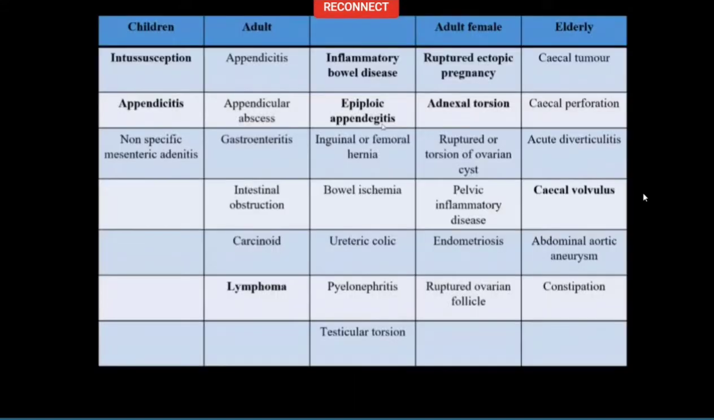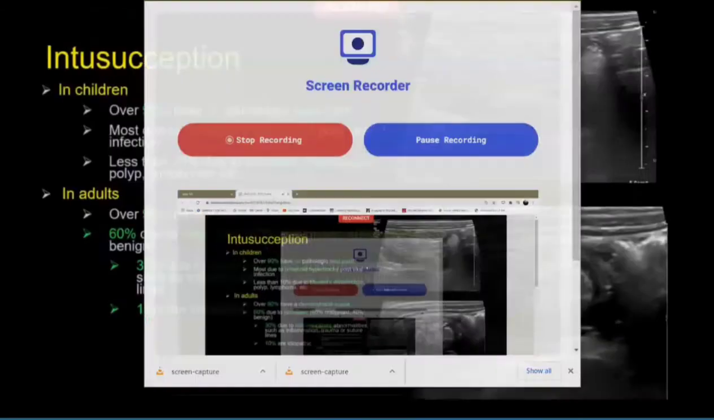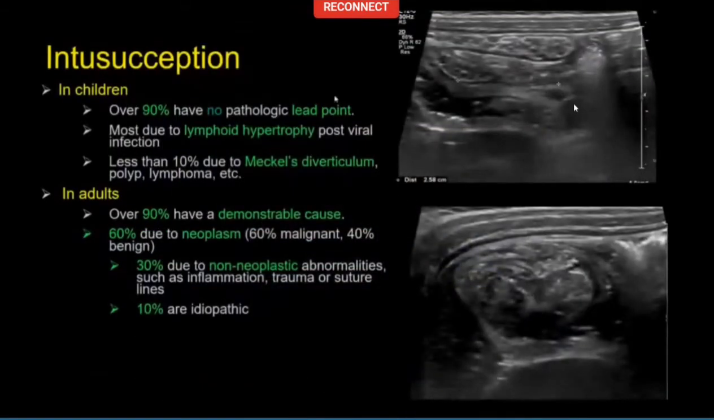So now proceeding to imaging features in various conditions. In children, as I said, we will target intussusception. Intussusception is nothing but a bowel-in-bowel appearance. We see it more in children and less in adults. In children, 90% of the time it is intussusception. The patient may present to your emergency department with a lump and pain in the right iliac fossa with currant jelly stools. This is the typical presentation in those less than 2 years of age. In children, 90% of the time it is idiopathic, and a few times we also get lymphoid hyperplasia.